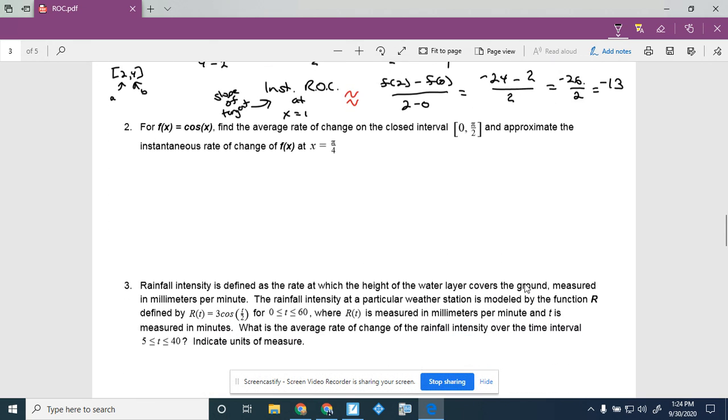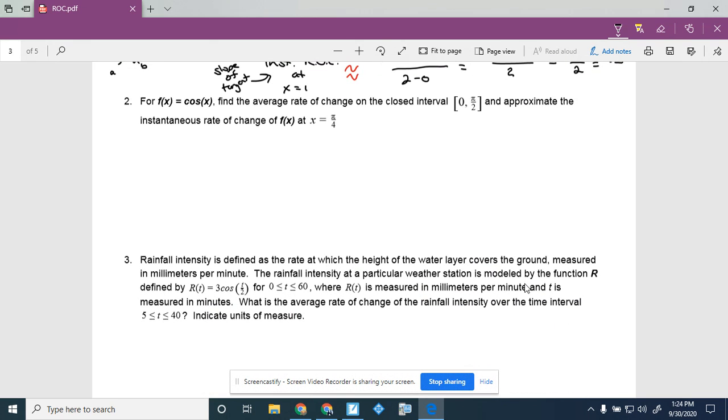So let's scroll up here. It says for f of x equals cosine x, find the average rate of change on this interval, and then again, approximate the instantaneous rate of change. So let's start with the average rate of change problem. As soon as I see average rate of change over a closed interval, right, it's the slope formula. So average rate of change over the interval 0 to pi over 2, that's my a, b, right?